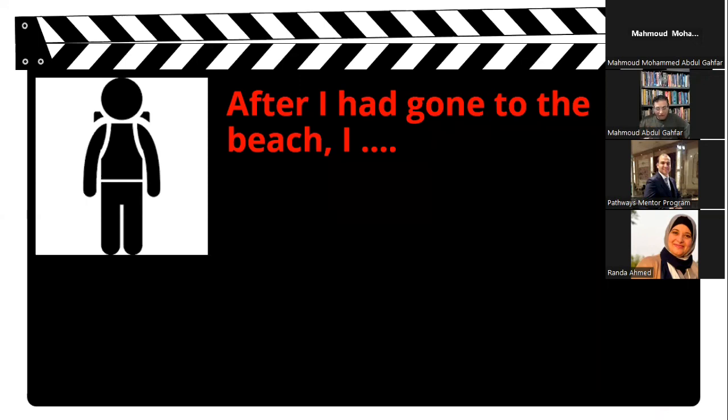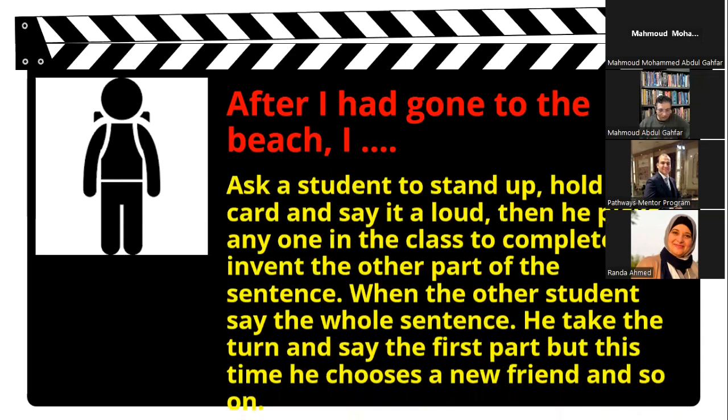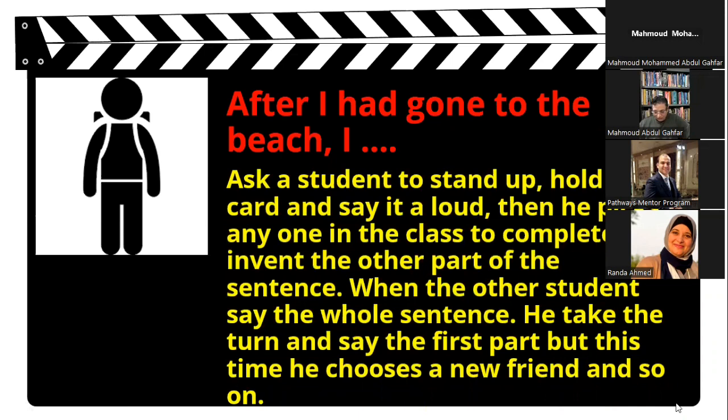So every time you pick a new friend, you are presenting a new sentence to the class. So your students will keep inventing sentences till they are accustomed to the time connectors, which are after and as soon as and so on. Here, as I have explained it, I will read it out for you: ask a student to stand up, hold this card, and say it aloud. Then he picks anyone in the classroom to complete and invent the other part of the sentence. So when the other student says the whole sentence, he takes the turn and says the first part, but this time he chooses a new friend, and so on.